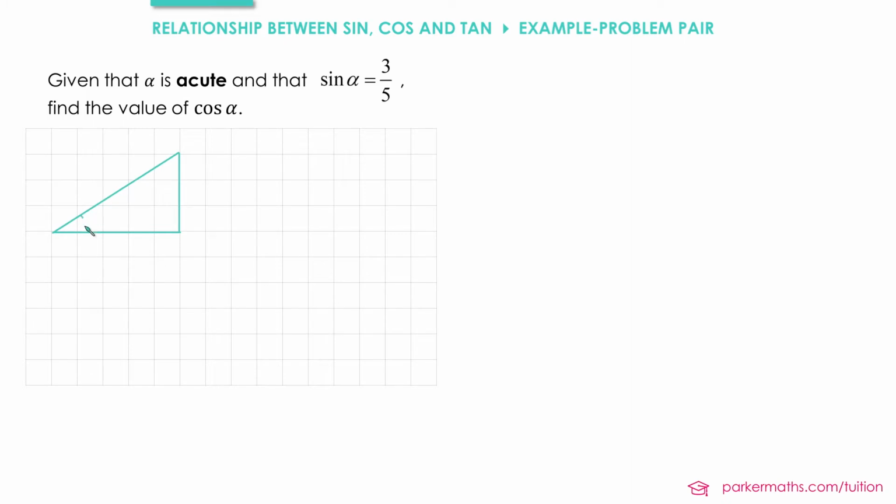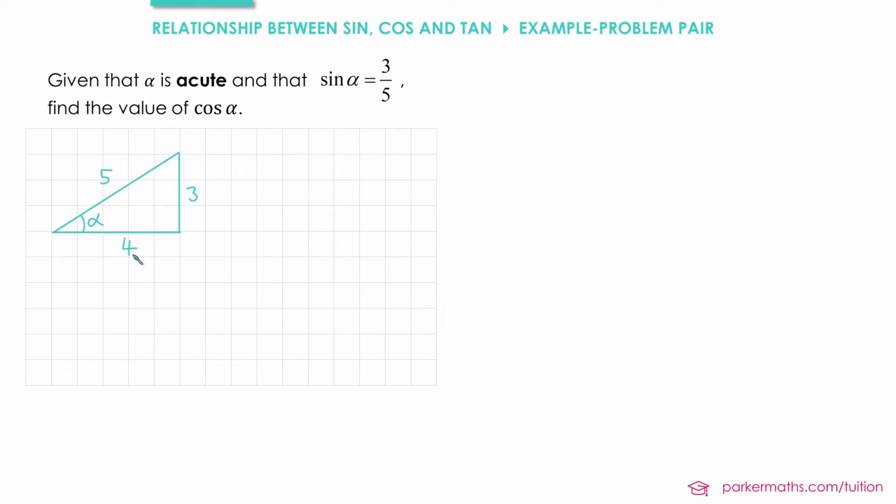And we'll label the angle alpha. We're told that sine alpha is 3/5. And we know the trig ratio for sine alpha is opposite over hypotenuse. So we can label the opposite side as 3 and the hypotenuse as 5. Then we can use Pythagoras to find the third side. So 5 squared is 25, subtract 3 squared gives us 16, and the square root of 16 is 4.